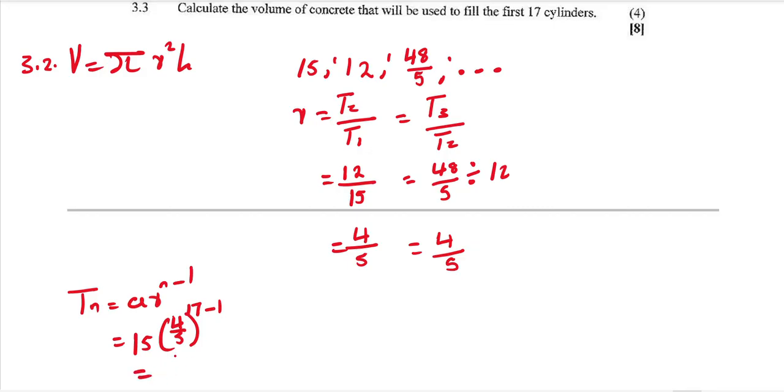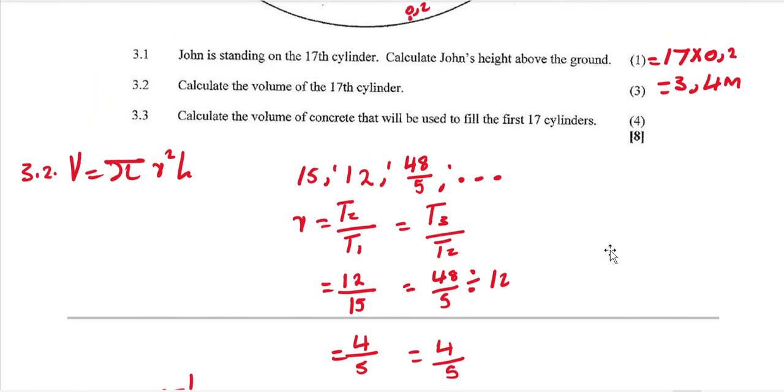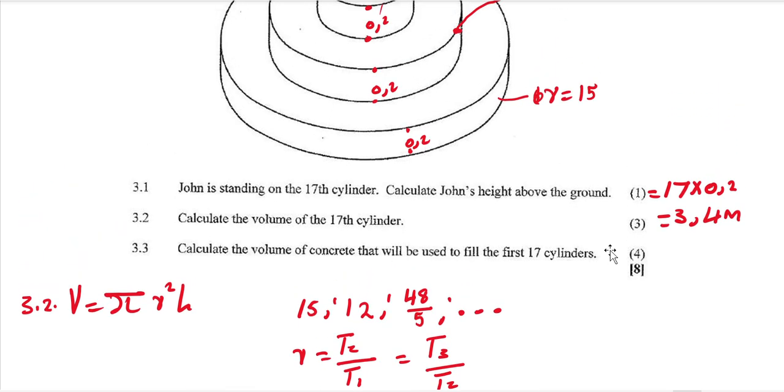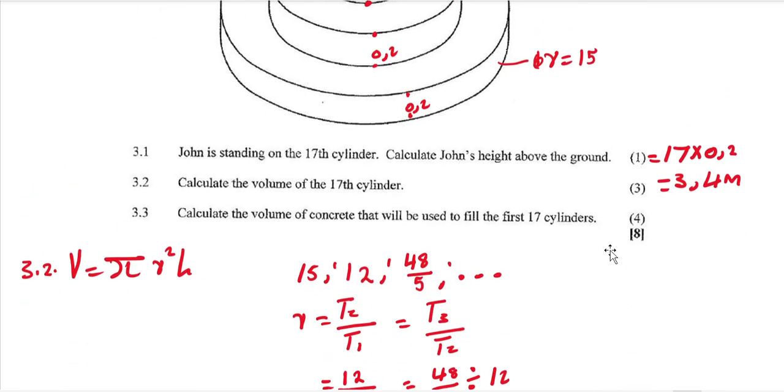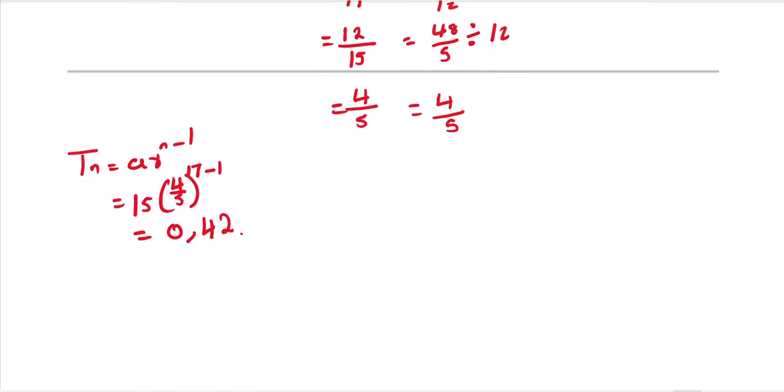Let's punch our calculators here: 15, 4 over 5, and then 17 minus 1. I will round it to 2 decimal places. I get 0.42. Let me see what the units of that radius are. Okay, it is in meters.